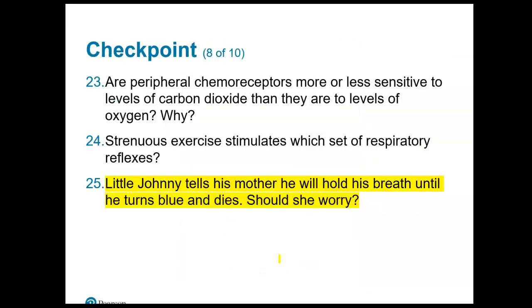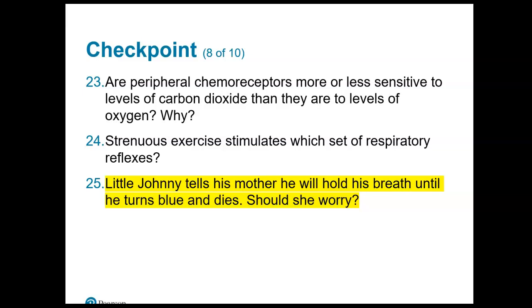Okay, checkpoint question. I like this question because we have all asked this at some point in our life. If you haven't, good for you, but most of us have. I've talked to enough students over the years. So little Johnny tells his mother he will hold his breath until he turns blue and dies. Should she worry? Even if you've ever seen a kid threaten this and you've watched them try to hold their breath until they turn blue and die, it can be scary, especially if it's a strong-willed child.